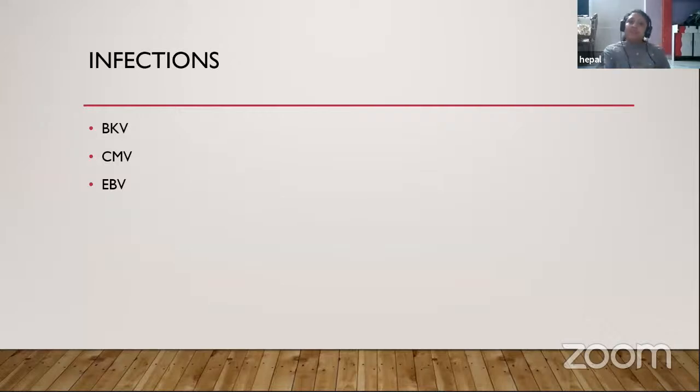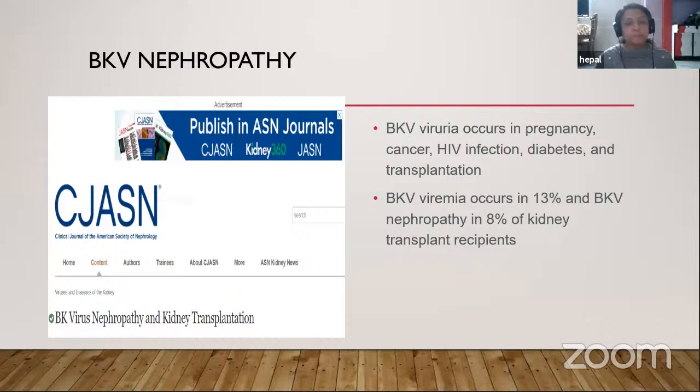Next, we come to the infections as the cause of chronic allograft nephropathy, and BKV is the most common among the infections responsible for chronic allograft nephropathy, CMV and EBV predisposing to PTLD. When does BKV viruria happen? It occurs in naturally immunosuppressed states like pregnancy, in malignancy, HIV positive patients, diabetics, and transplants who are on immunosuppressants. BKV viremia occurs in 13% and BKV nephropathy occurs in 8% of kidney transplant recipients.